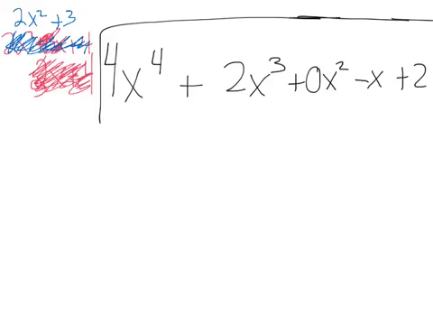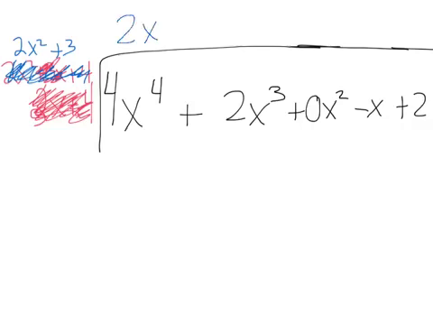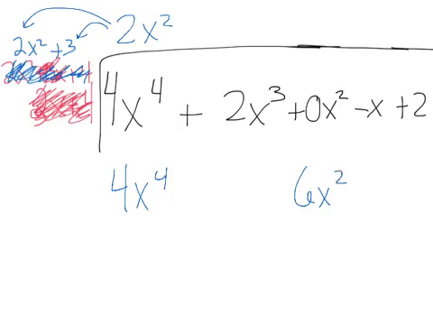So how do I get 4x to the 4th? What do I multiply by 2x squared to get 4x to the 4th? 2x squared. Now, I take 2x squared and multiply it by everything in the divisor. When I multiply 2x squared by 2x squared, I get 4x to the 4th. But then when I multiply 2x squared times 3, what do I get? 6x squared. That goes here, because they have to line up.